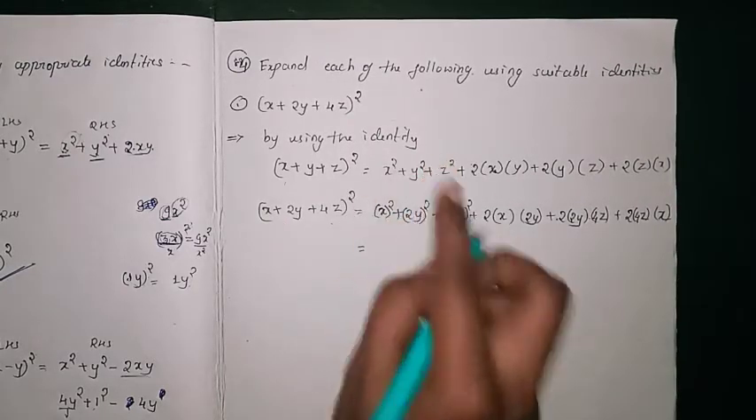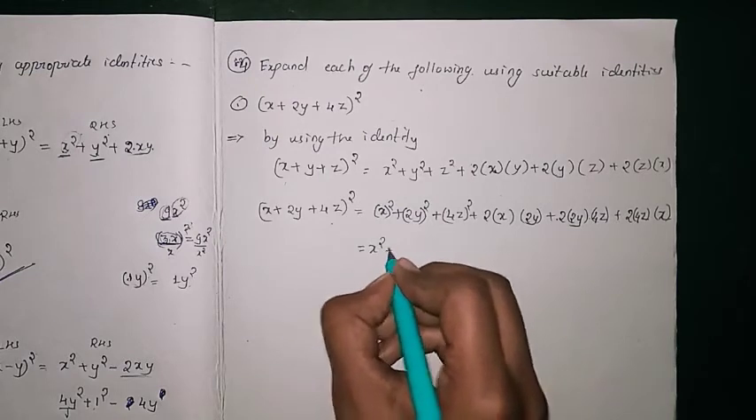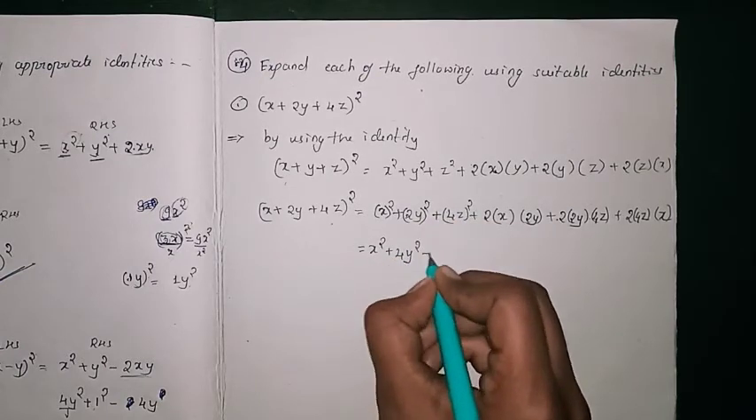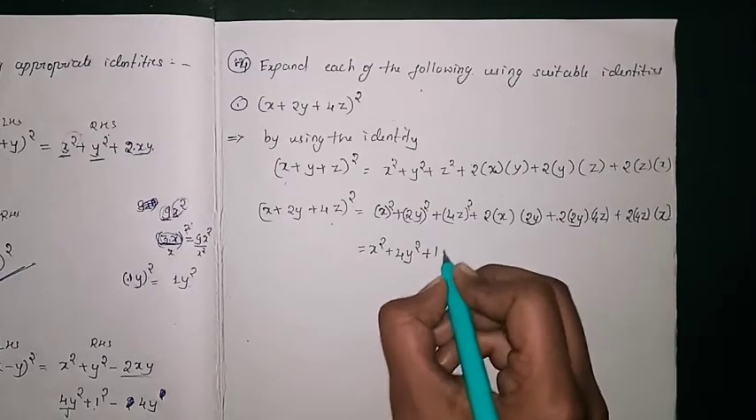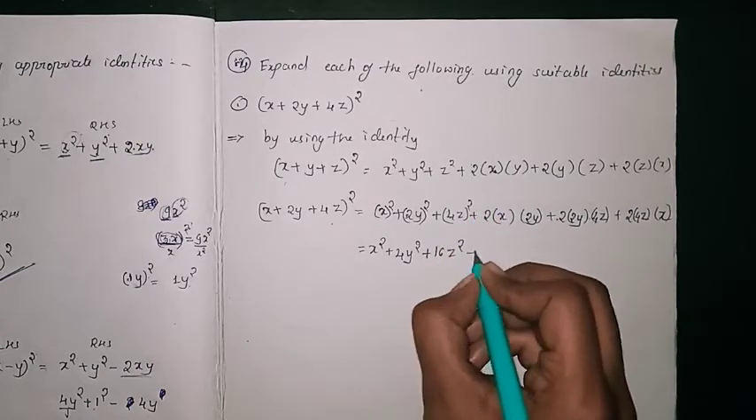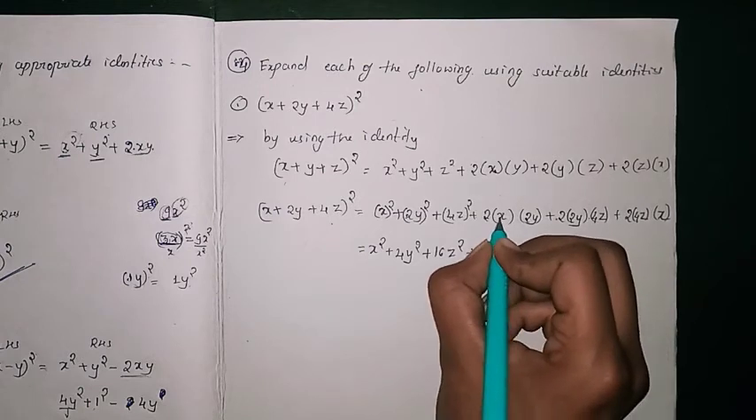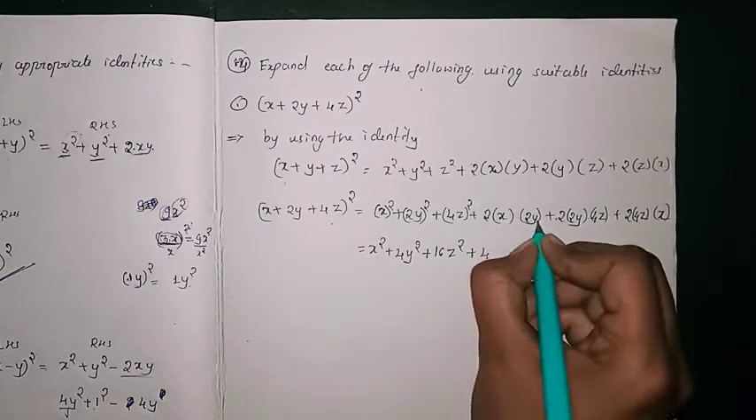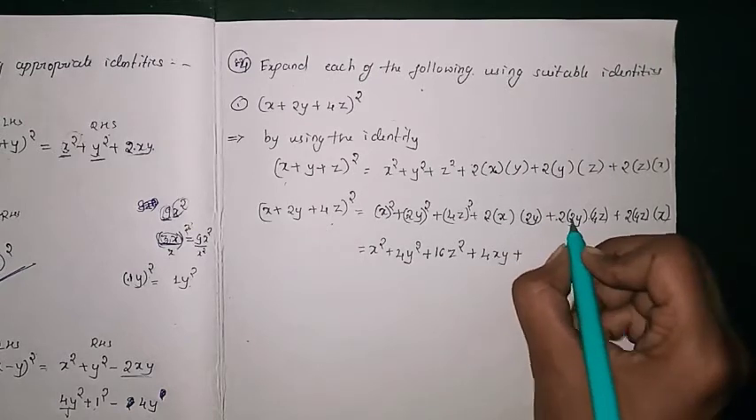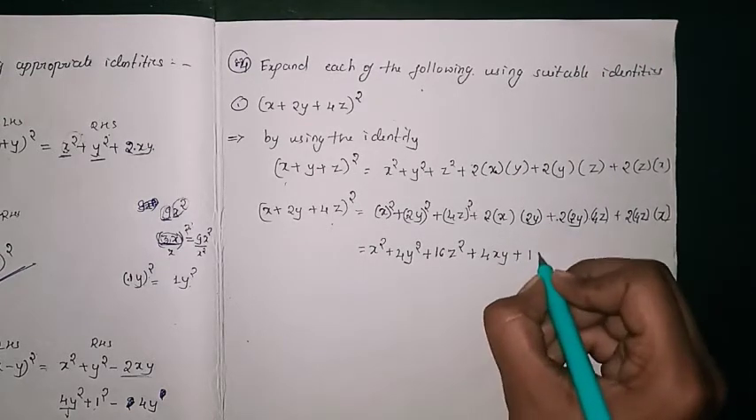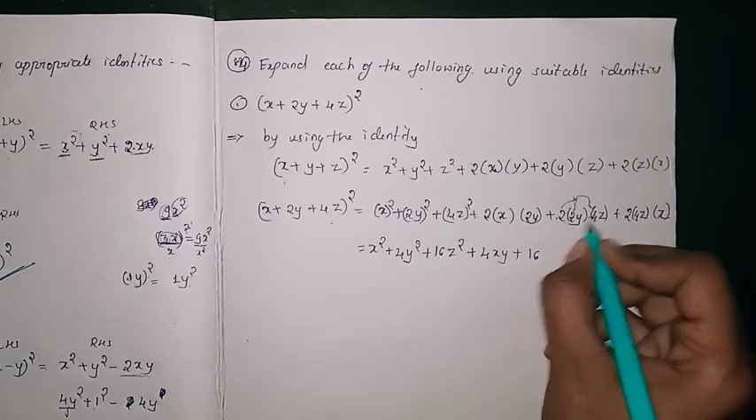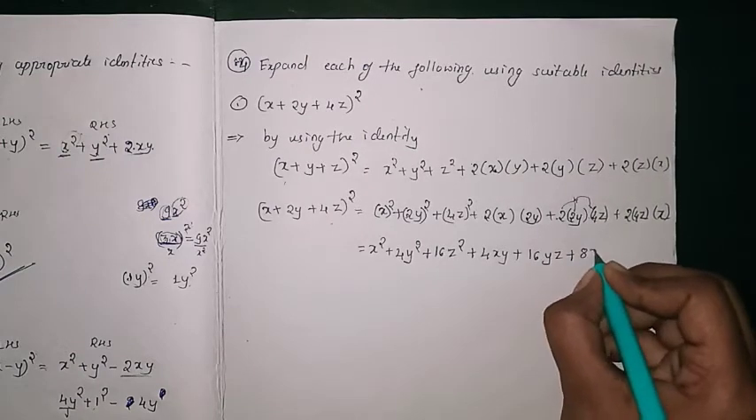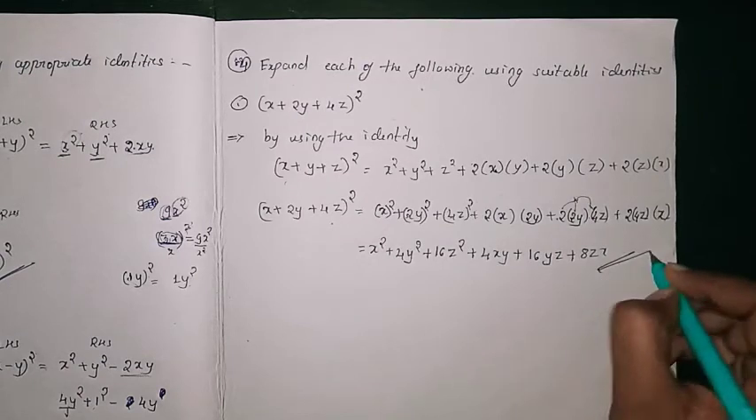Now you have to write this in expanded form. So x² is x², plus (2y)², so 2 square is 4, y², plus 4 square, 4 4s are 16, z², plus 2 into 2 is 4, x into y, xy, plus 2 into 2 is 4 and 4 4s are 16, 16yz is remaining, so 2 4s are 8, 8zx. So this is our expanded form and this is our answer.